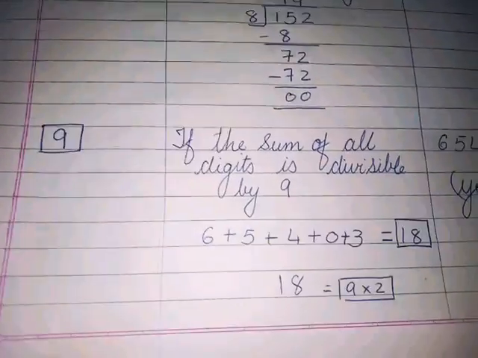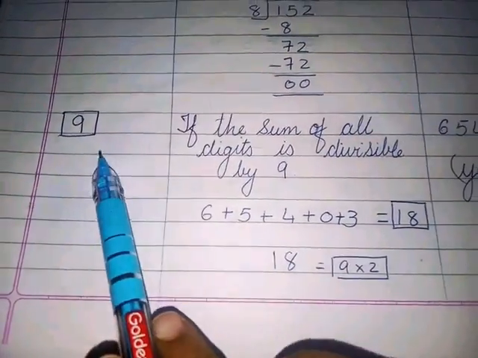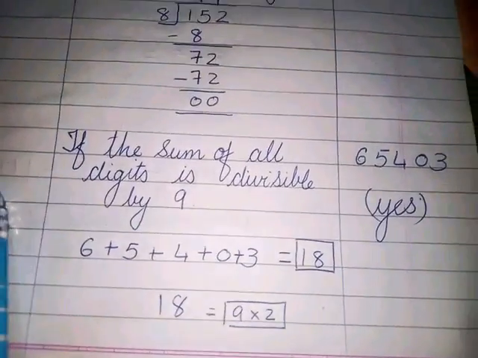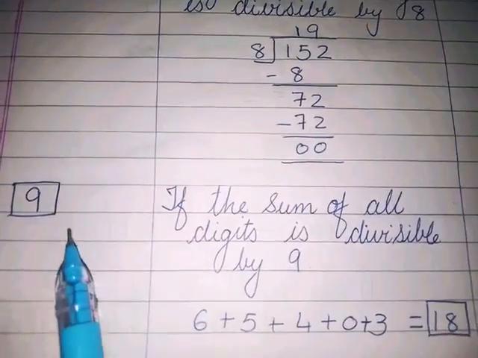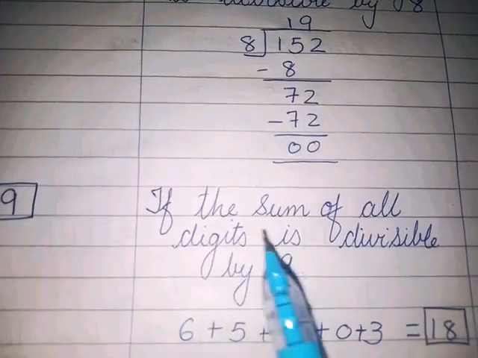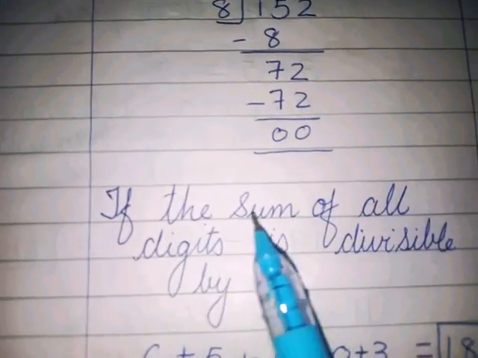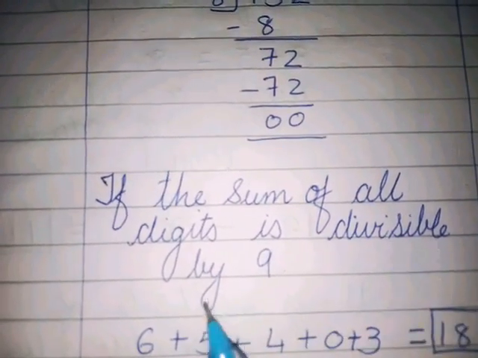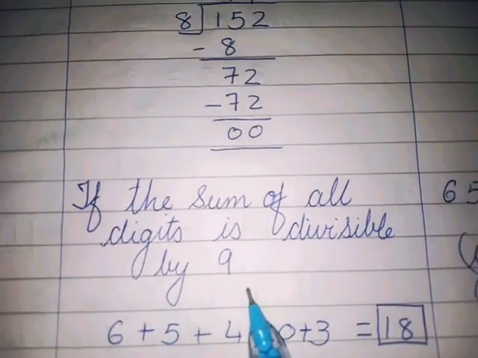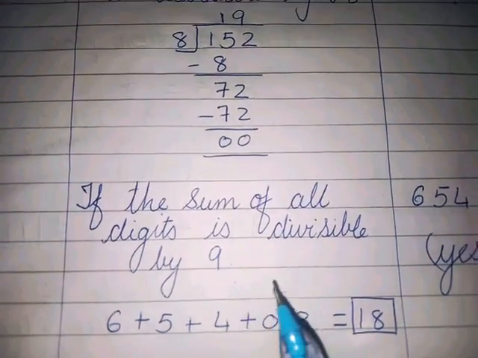Now we need to see, is the number divisible by 9 or not? We need to check if the sum of all the digits is divisible by 9. Then we can say yes, or no.